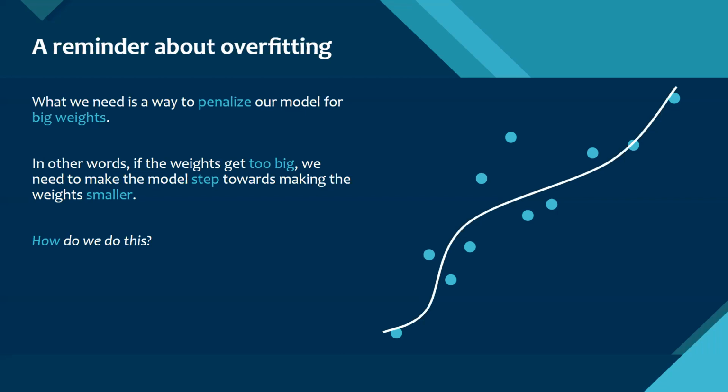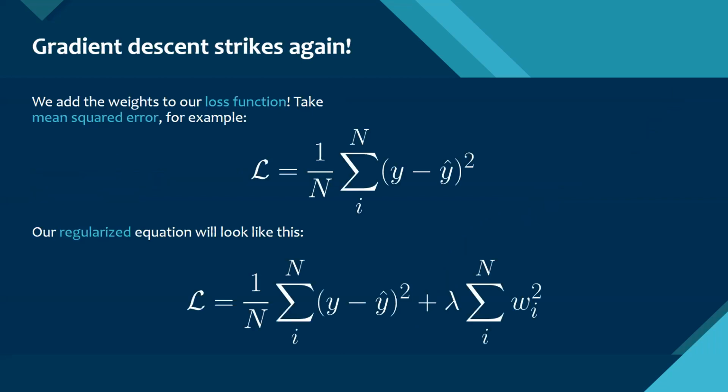So how do we go about doing this? This is probably something you've seen before, but we basically apply a penalty to our weights for being large in our loss function. That way, when we minimize our loss function, we also minimize the size of our weights.